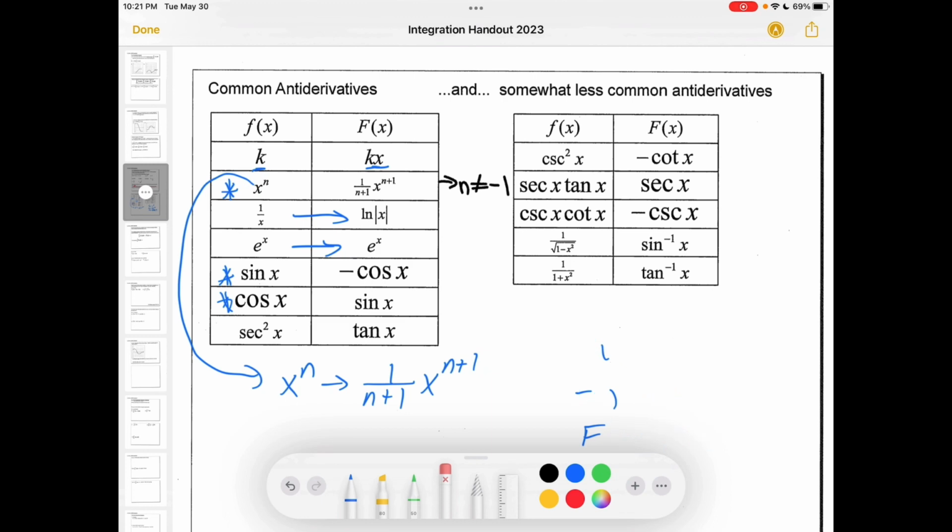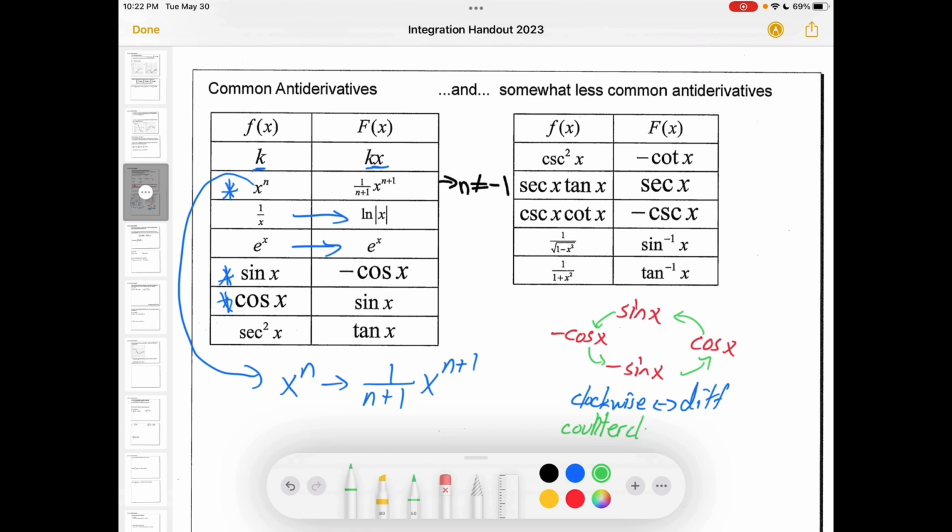The other thing that we want to be clear on is just what happens with trigonometry, especially our primary trig ratios. So we know the wheel of trig. We've used this to differentiate all the way through the course. But it turns out that if you go clockwise, that's going to be the same as differentiating. If you go counterclockwise, that's anti-differentiating.